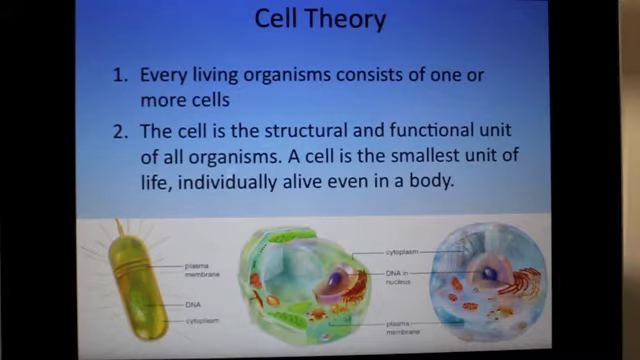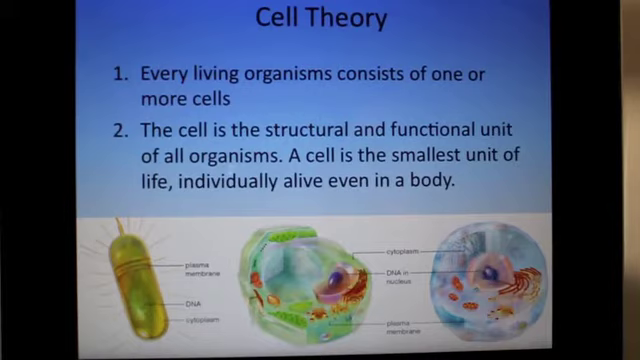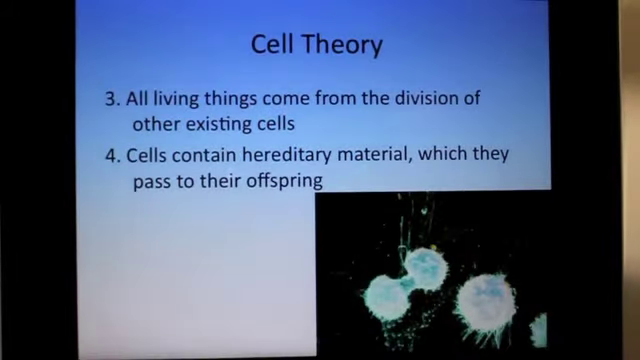So when we talk later on in this lecture about the parts of the cell, please remember that those individual parts cannot survive on their own. You have to have a whole cell. And so far we haven't found anything truly alive that didn't consist of at least one cell. All cells come from the division of other existing cells. This means that cells don't spontaneously grow on their own. They have to come from something else. Also, cells contain hereditary material, which they then pass on to their offspring.